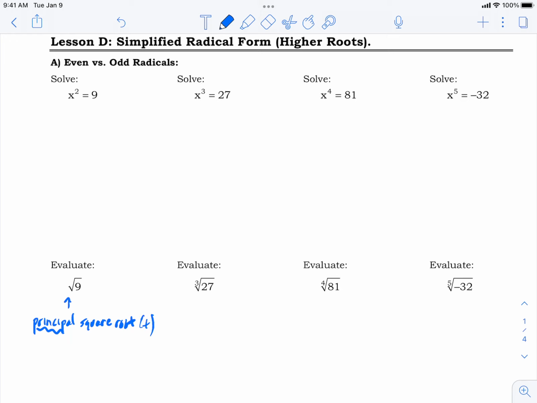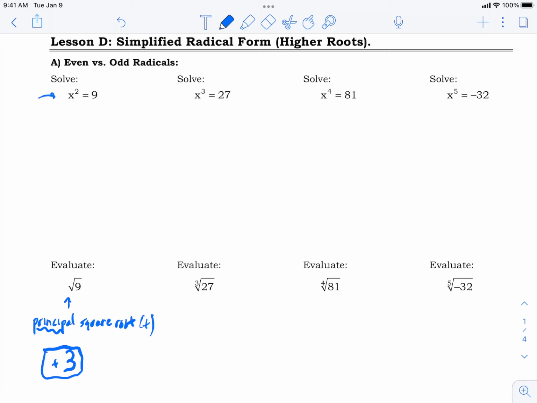So 9 has 2 square roots, right? Plus 3 and minus 3. But the radical 9 is just the positive 3. So the radical symbol always gives you a positive result. Well, in the case of square roots anyway, it always gives you a positive root. The principal square root is always positive.